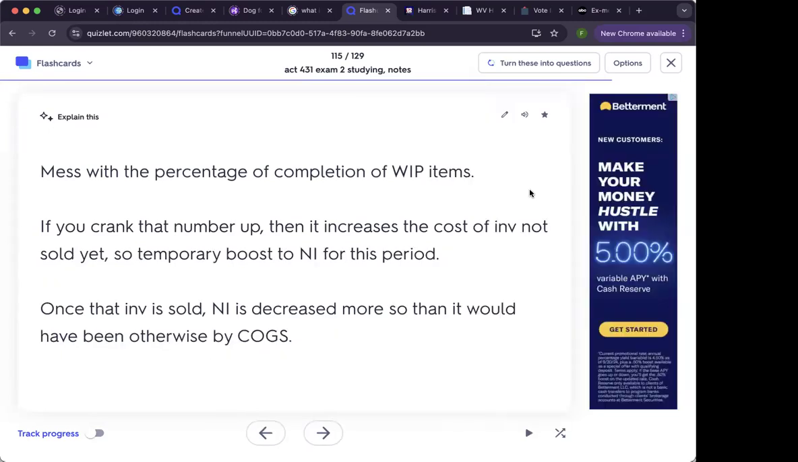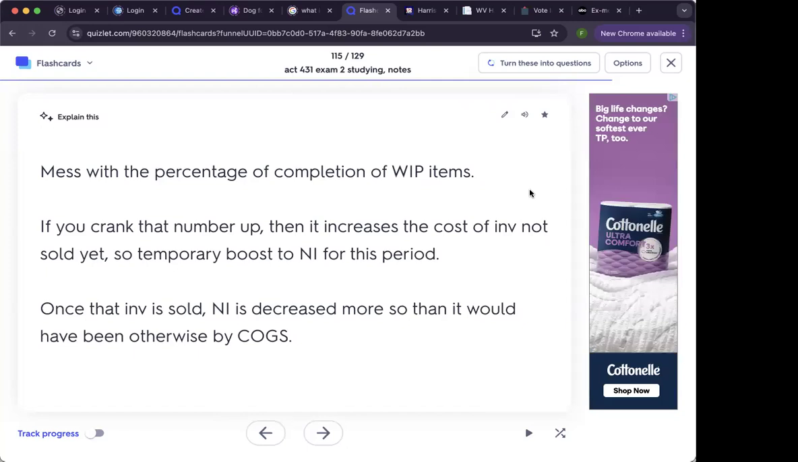If you crank that number up, then you increase the cost of inventory not sold yet. So that's a temporary boost to net income for this period, since we don't really have cost of goods sold until the goods are actually sold. However, while that increases net income for this period, once that inventory is actually sold, net income is decreased more then. So it's nice for right now, but if you mess with that percentage too much, it's going to bite you later.